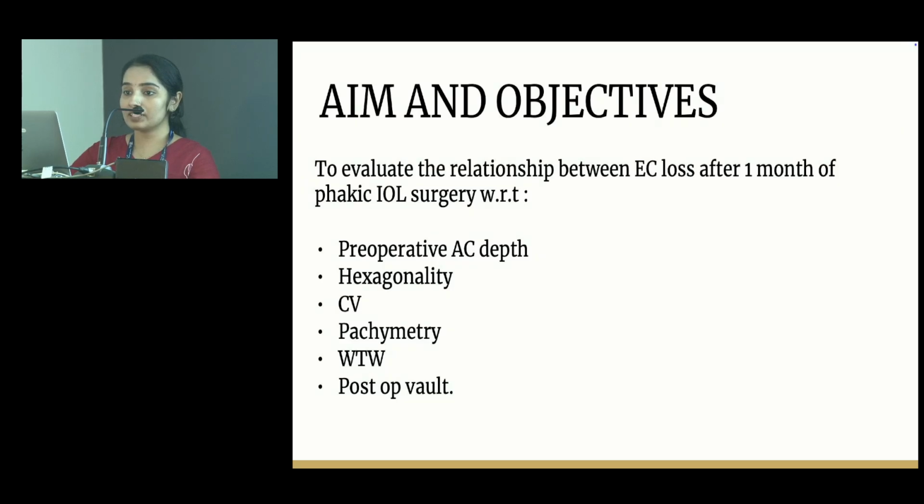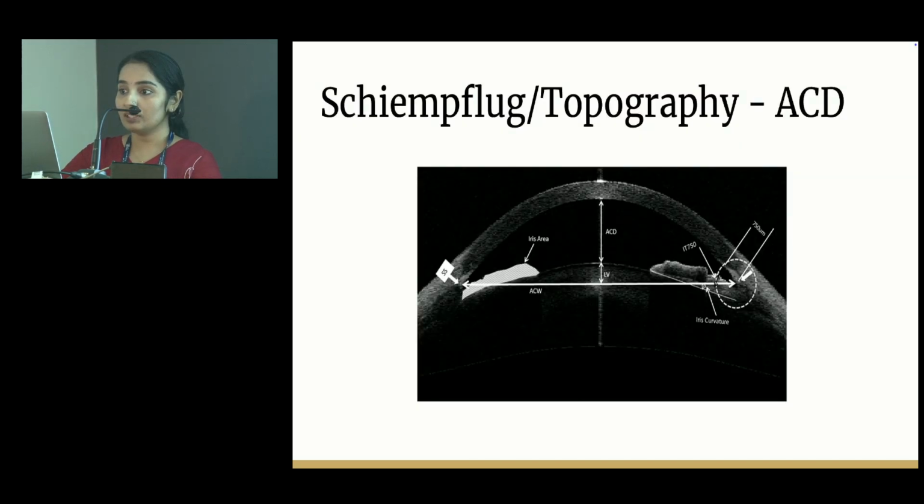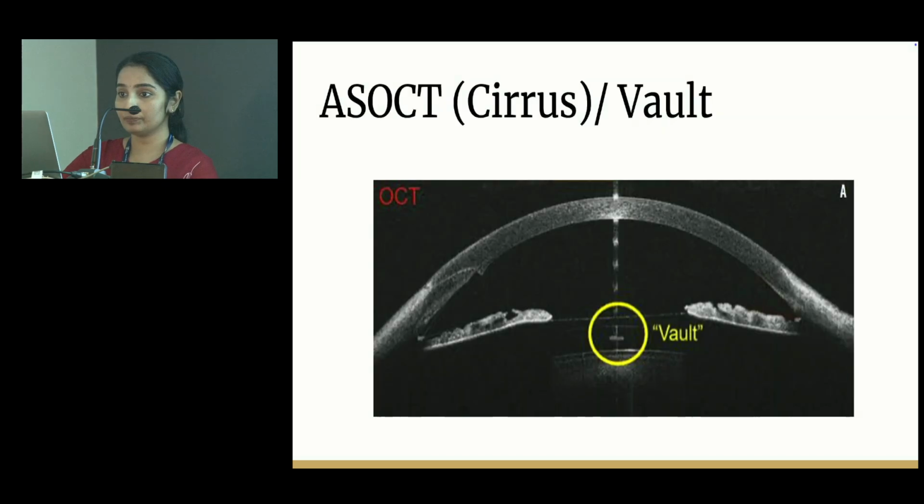Aims and objectives are to evaluate the relationship between endothelial cell loss after 1 month of phakic IOL surgery with respect to preoperative AC depth, hexagonality, coefficient of variation, pachymetry, white to white, and post-op vault. AC depth is the distance between corneal endothelium and anterior lens capsule measured using topography, and post-op cell loss is compared with pre-op AC depth.